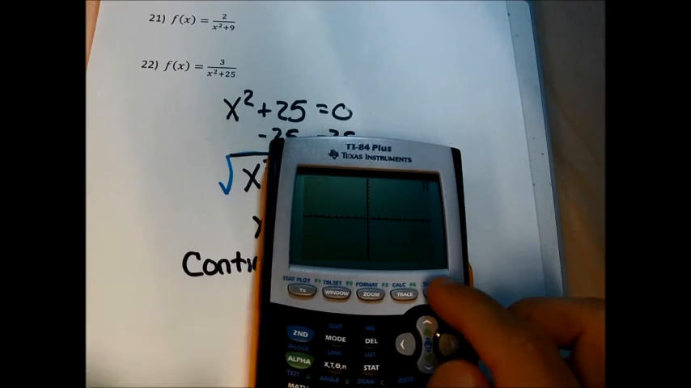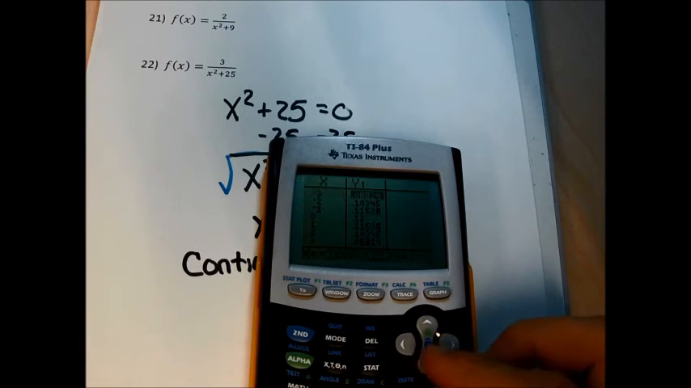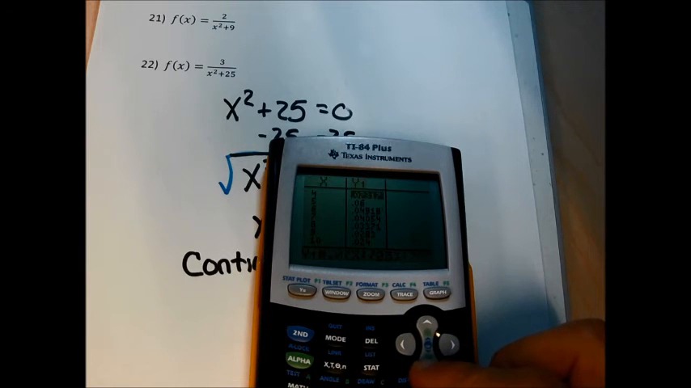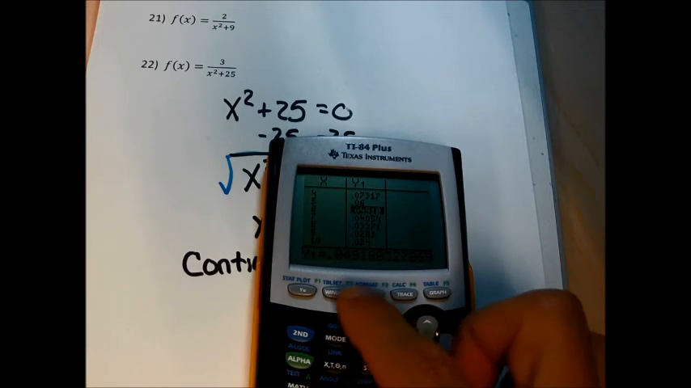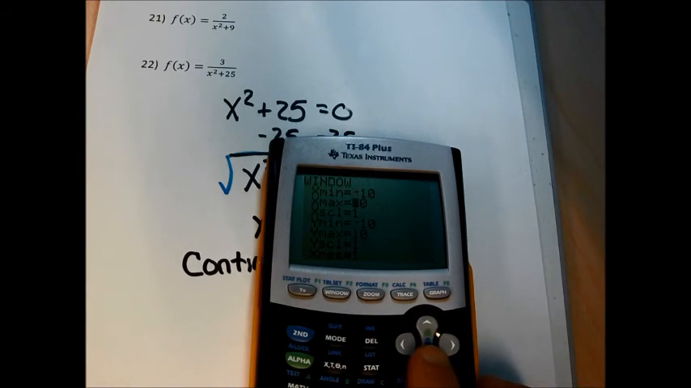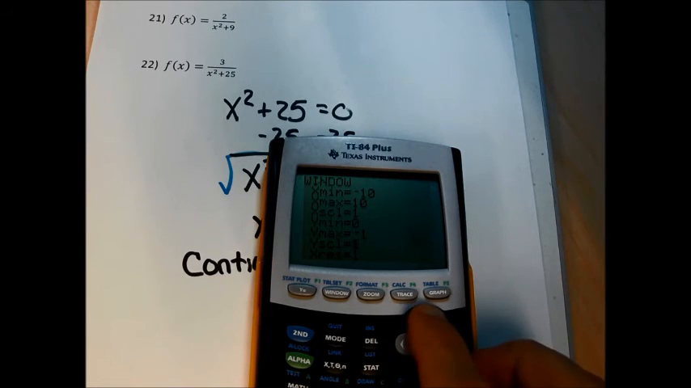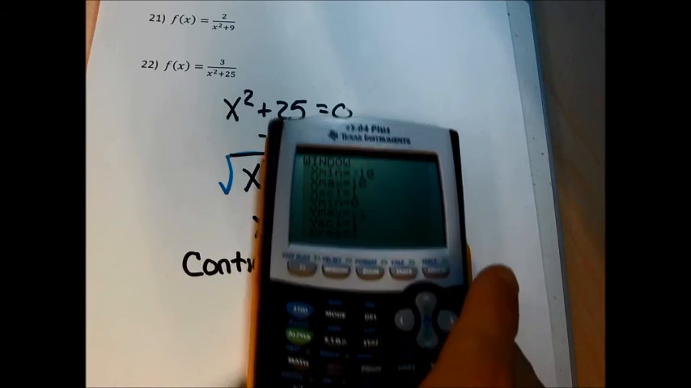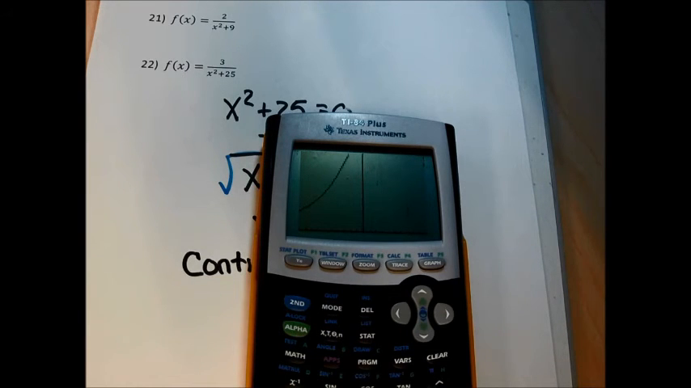I'm going to hit second table real quickly and peek at the y values. Look how small the y values are. They're decimals. So in order to see this graph well, I'm going to need to make my y's really small. So my y min is going to be maybe 0, and my y max is going to be maybe 0.1, and I think that will get me a better picture. You don't have to graph these, but it's just nice to see that there are no breaks in the graph. So here's a better picture.